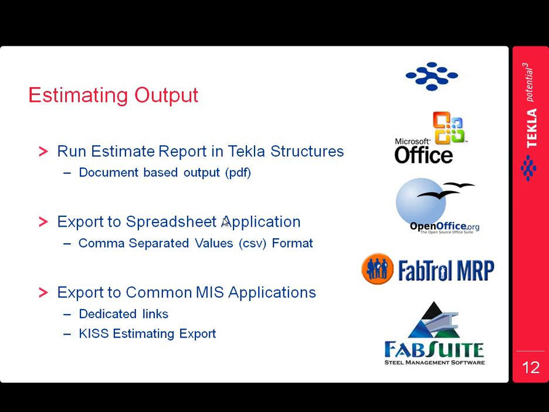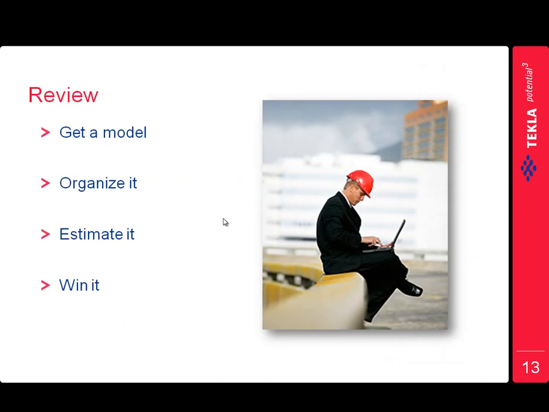Run the estimate report in Tekla Structures. It could be a document-based output if you wanted, like the text report that we did from the template editor. Export that as PDF if you want, or a document, or to a spreadsheet application in CSV, comma-separated values, file format. But also don't forget that if you're using any MIS or MRP applications, FabTrol, FabSuite, both very good at that, we do have dedicated links to that. And we also just recently have been kicking around this KISS estimating export, which is a very fundamental, very basic material dump to the FabTrol system, for example. But a good example there.